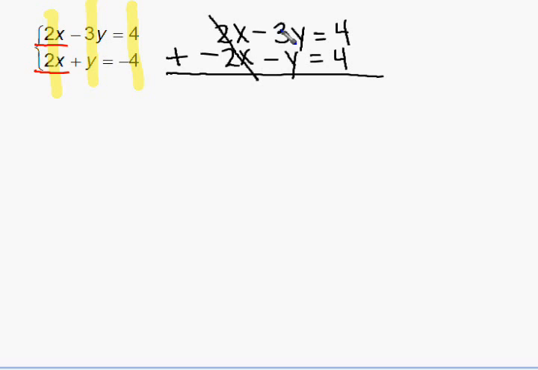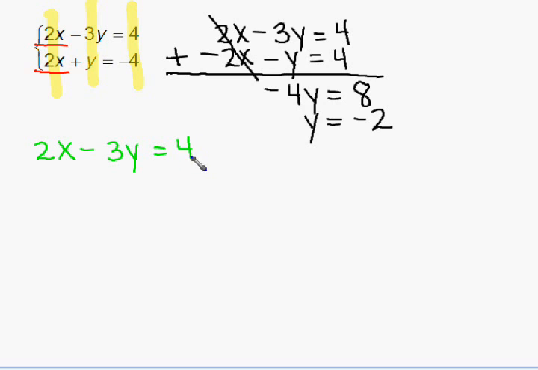using addition. The 2x and negative 2x add up to be 0, and so the x's are eliminated. Negative 3y plus a negative y gives us negative 4y, and 4 plus 4 adds up to be 8. So dividing both sides by negative 4, we get that y is equal to negative 2. Now we'll substitute that into one of the original equations. I'll pick the first one and solve for x.